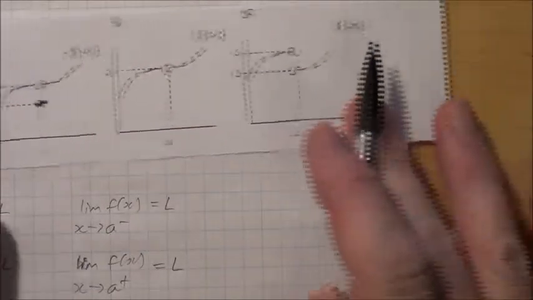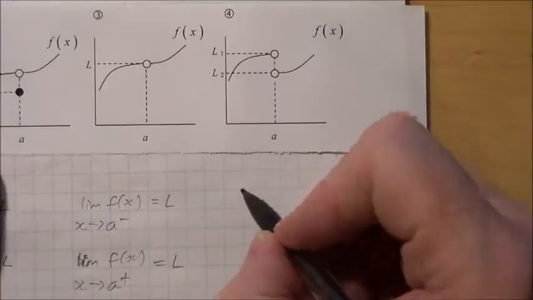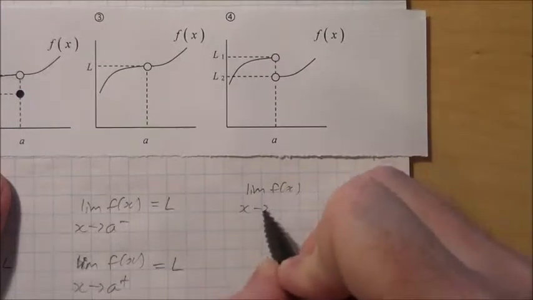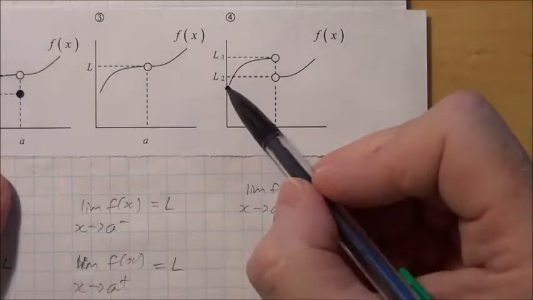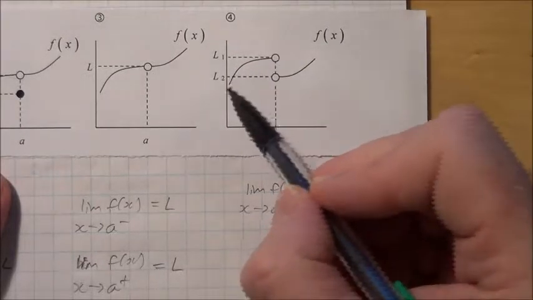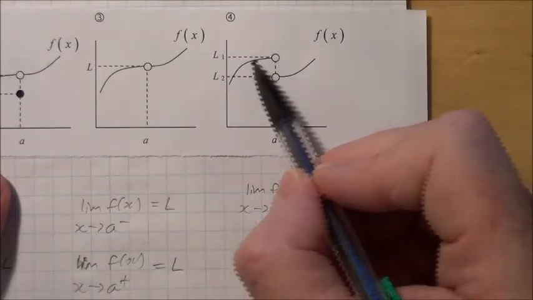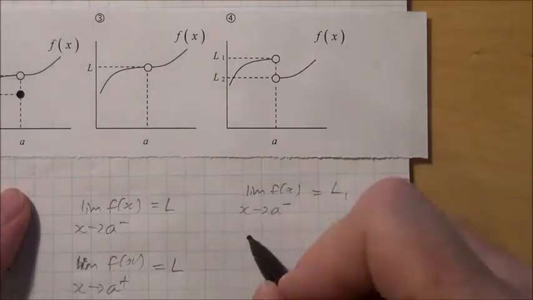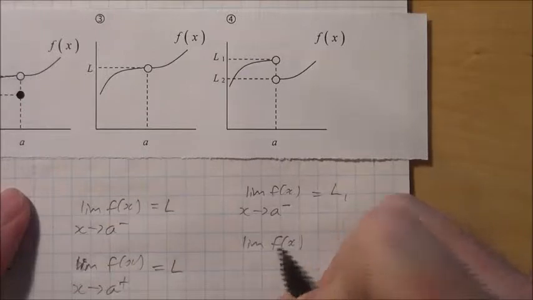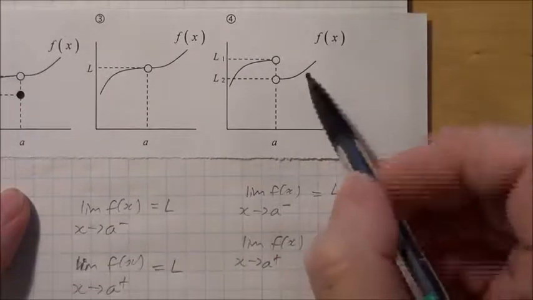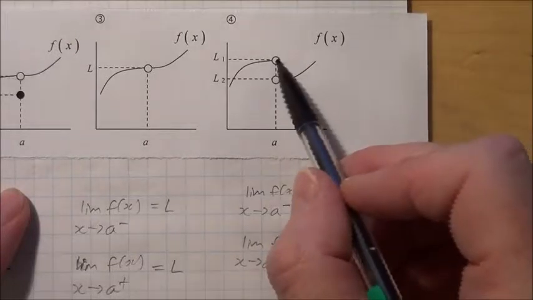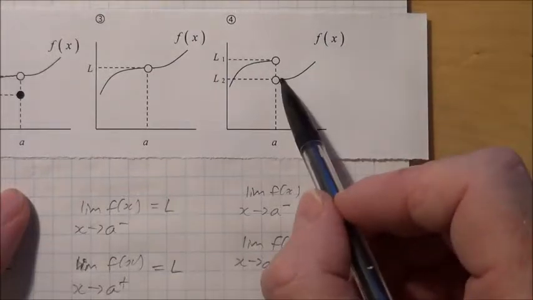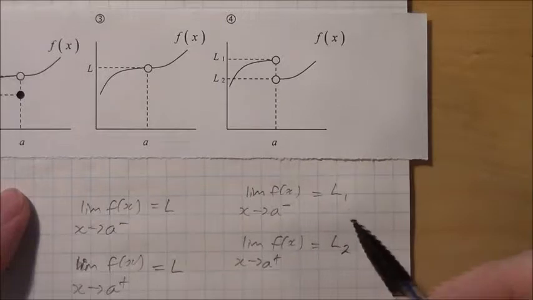Now move along to graph 4, and here we've got the limit of f of x as x approaches a from the left, and as we follow the curve from the left, we're approaching this point up here, which is L1. And as we look at the limit of f of x as x approaches a from the right, from the right side it doesn't match up with the same y value as from the left. It's actually approaching a little bit lower. So it's approaching a different y value.